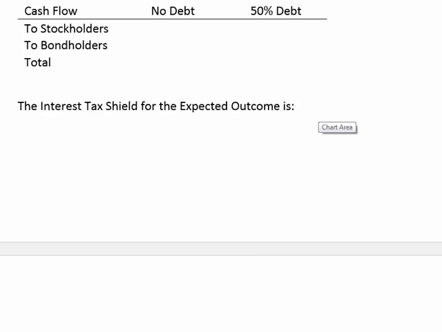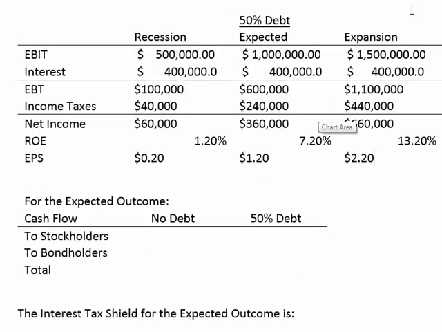Okay, so we see kind of the same outcome that we saw in the first case, except our range is a little bit different because we do take out the effect of taxes. So we have the same outcome in terms of earnings per share, $1.20 at our break-even EBIT of $1 million. We do better off with the debt if we're a stockholder if the economy does well and we sell more. We do worse if the economy doesn't do well and we don't sell more.